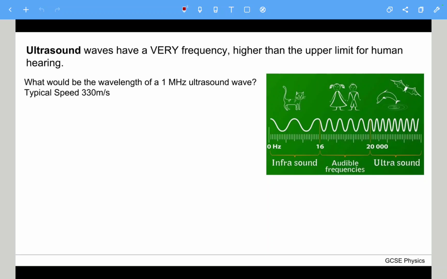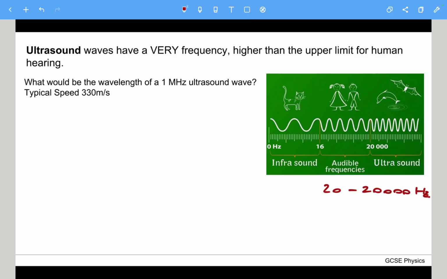The range for human hearing is typically between 20 and 20,000 hertz, or 20 kilohertz. That'd be if you're relatively young. As you get older, your hearing will degrade, so you might stop hearing at 18,000, 17,000, whatever it might be. There's a lot of hearing tests online. I'll link one in the description if you want to have a go at it.